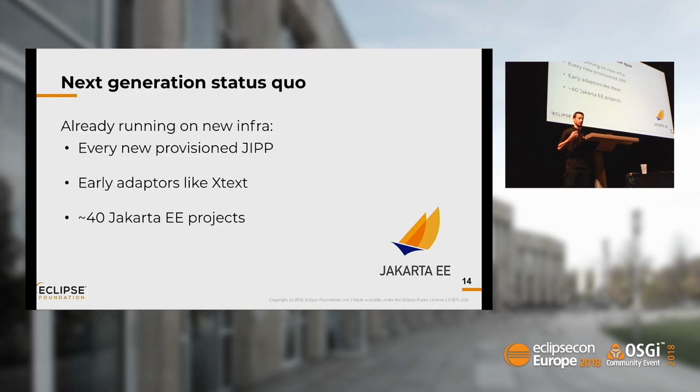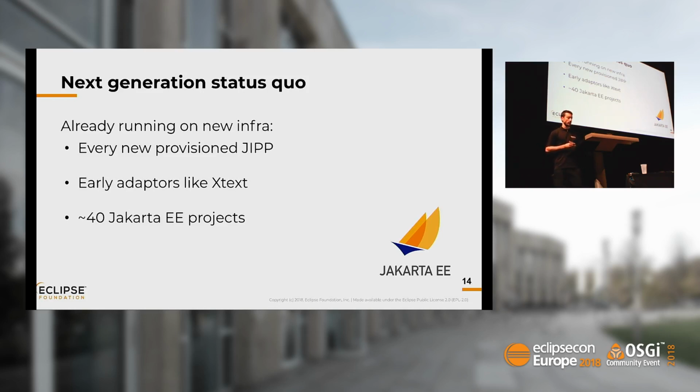So what's our status quo of the new CI? What we do is, if there's a new project requesting a new Jenkins instance, we only do it on the new infra. We don't provision JIPs on the old infra anymore. There are also early adopters, for example, Xtext. I guess Carsten is somewhere, who helped a lot with that and provided some valuable feedback to smooth the transition for, let's say, the later adopters.